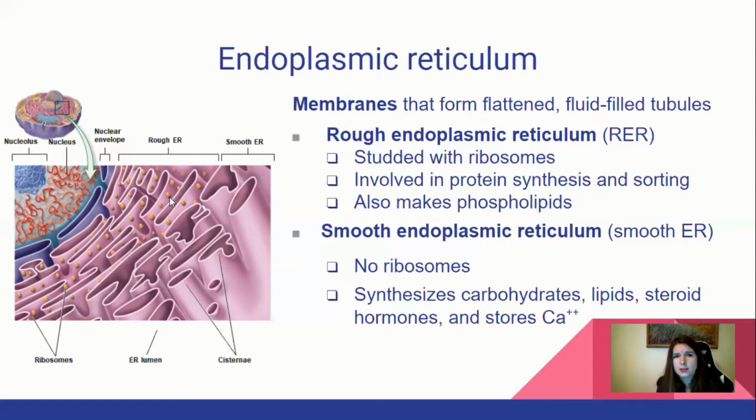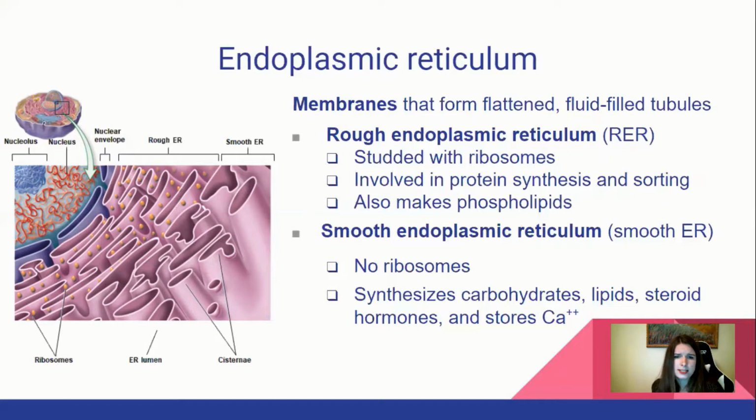The endoplasmic reticulum is also important because it makes those phospholipids that make up the membrane. So remember that our membrane is a phospholipid bilayer. So we have those two levels of phospholipids with their fatty acid tails facing each other. Now those phospholipids are being made in the rough endoplasmic reticulum. The smooth endoplasmic reticulum doesn't do those same things. It doesn't have ribosomes, so it's not involved with proteins. It also doesn't make phospholipids.